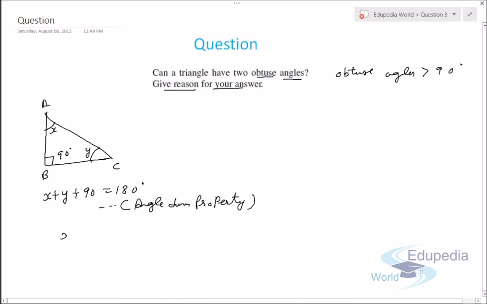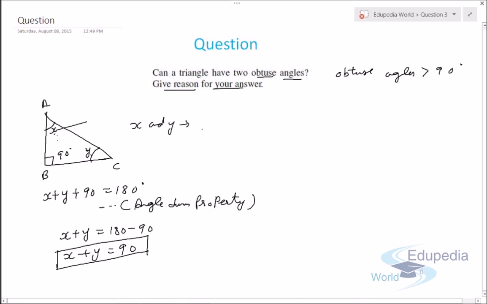Now this means x plus y should be equal to 180 minus 90, which is 90, means x plus y should be equal to 90 degree. Now we can say x and y both should be acute angles. Means for a 90 degree angle, which is neither acute nor obtuse, both the other angles should be acute.